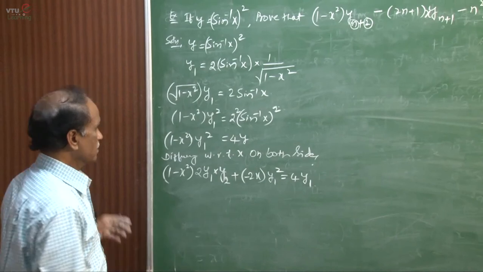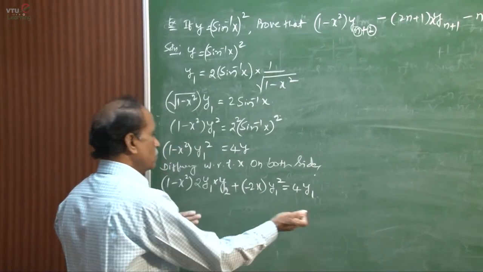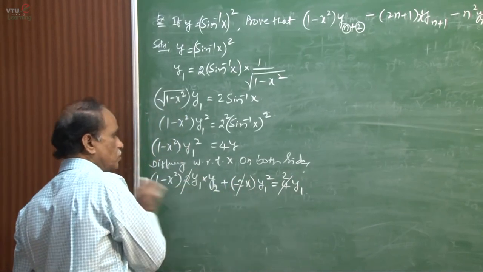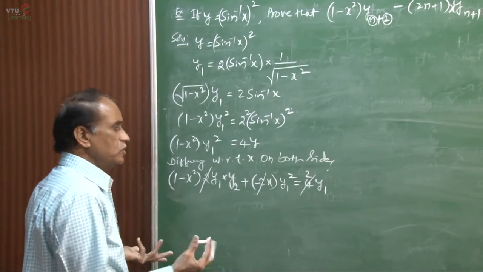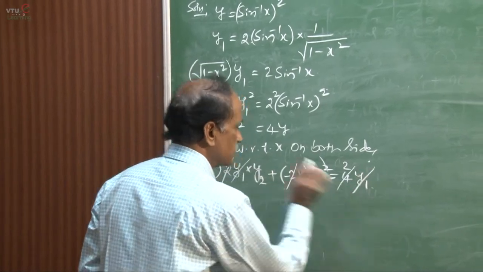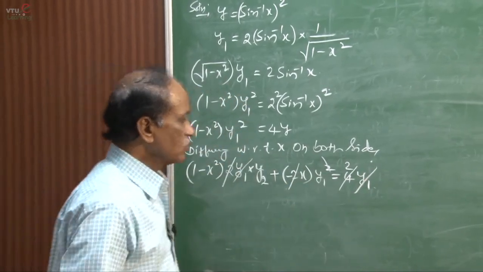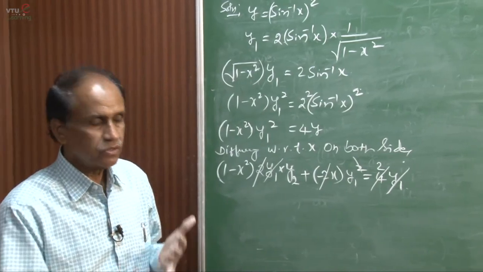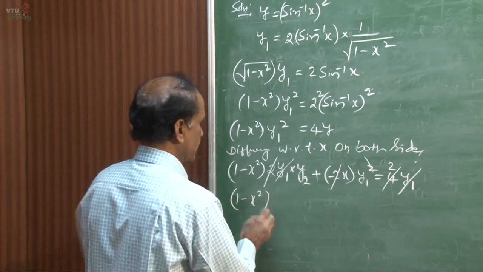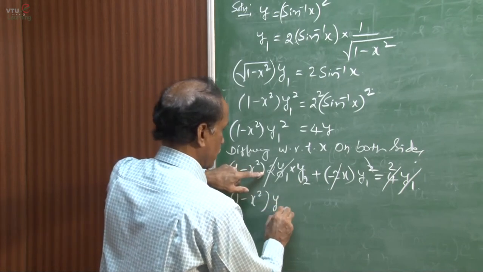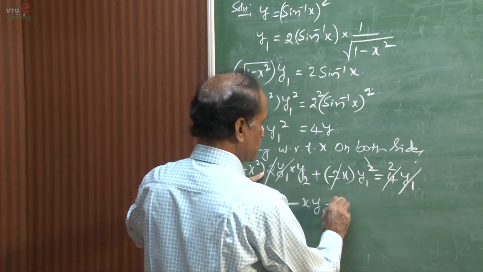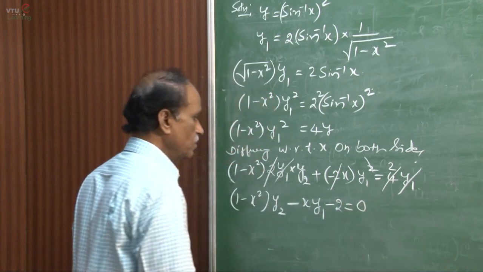Throughout you can cancel 2, because here also 2 is common, here also 2 is common. And throughout you can cancel y1, this is with y1, this is with y1 and this is with y1. Write the remaining quantity by putting all the terms on one side. That is 1 minus x square multiplied by y2, minus x into y1, minus 2, that is equal to 0.